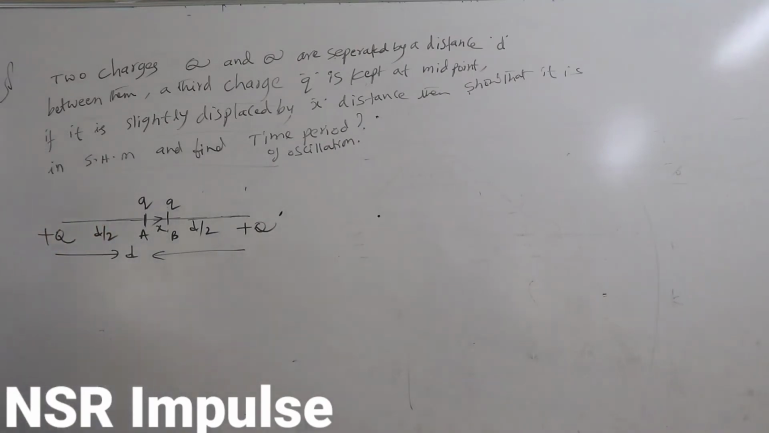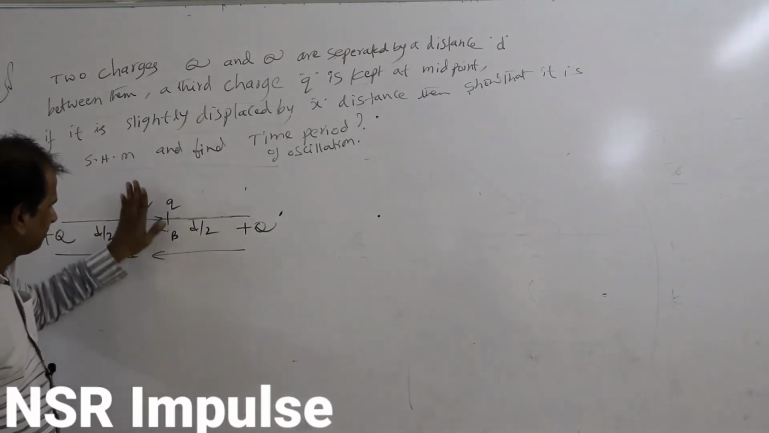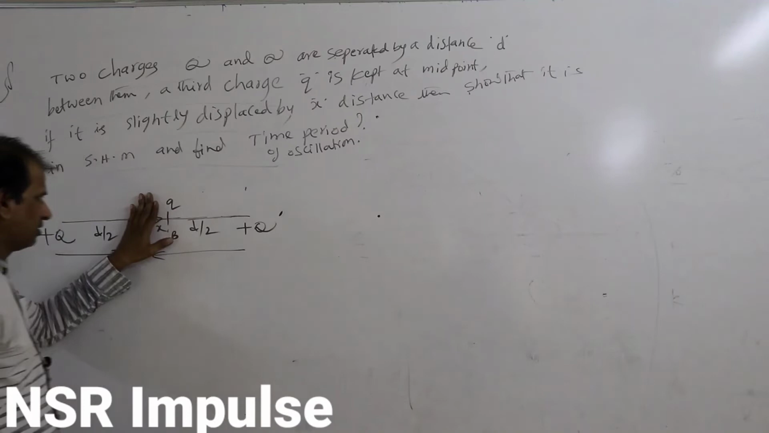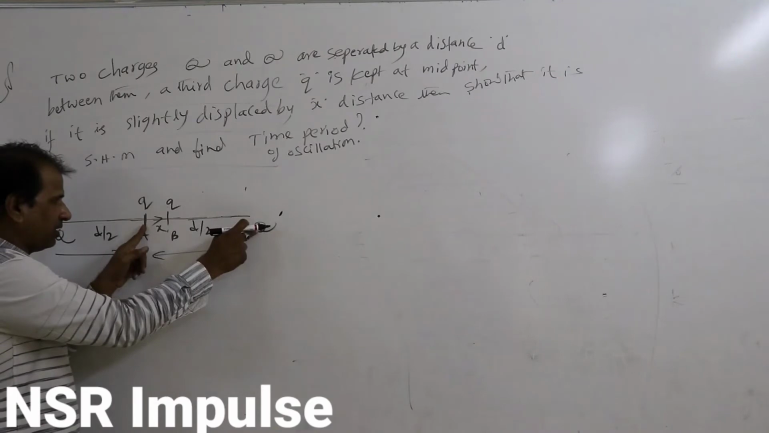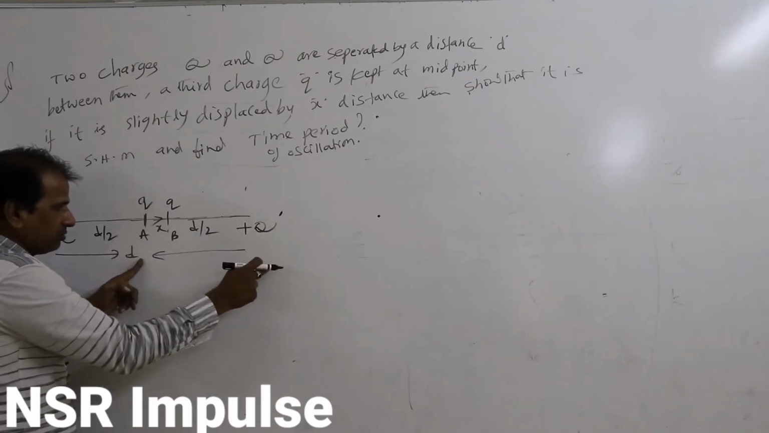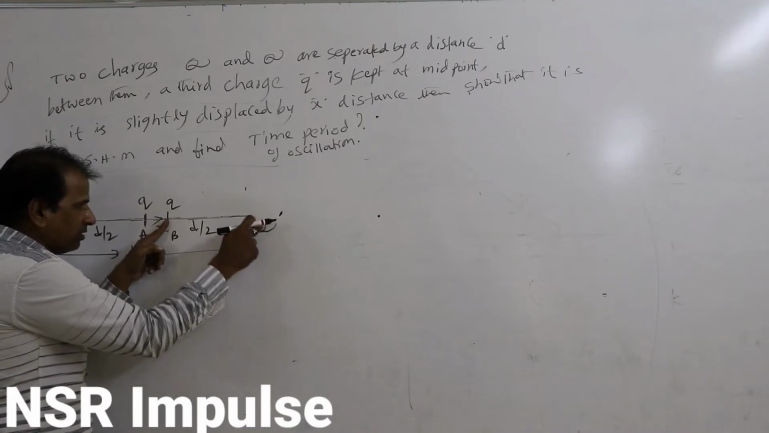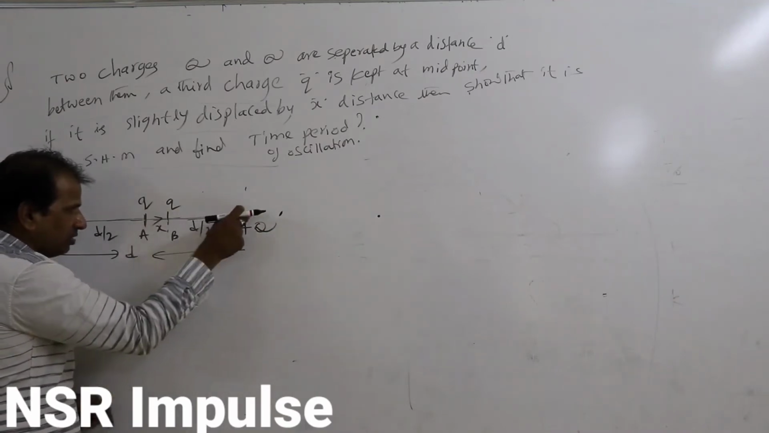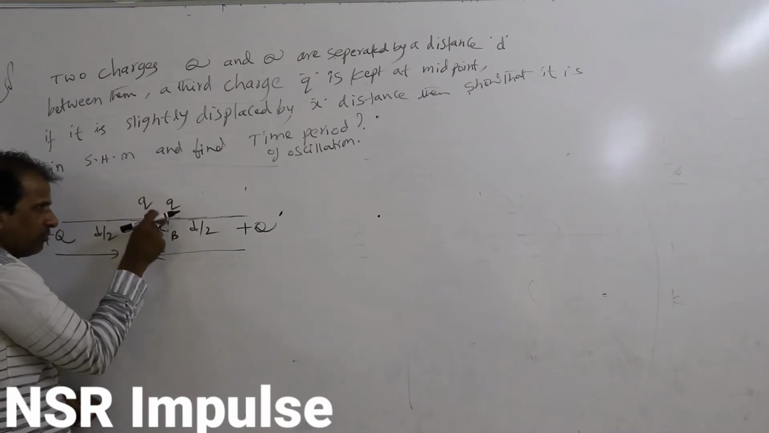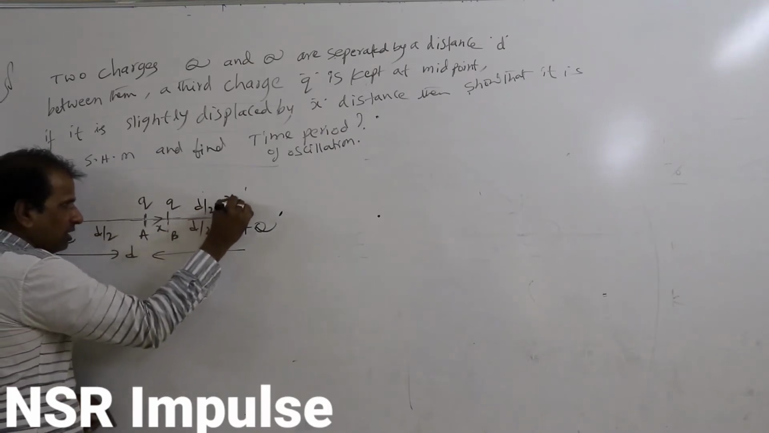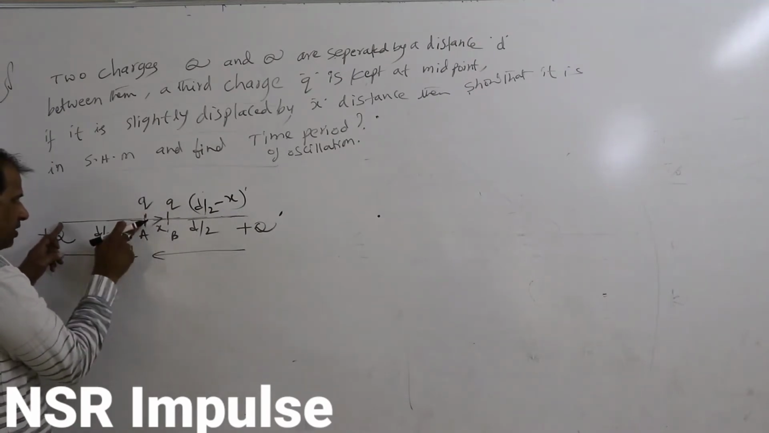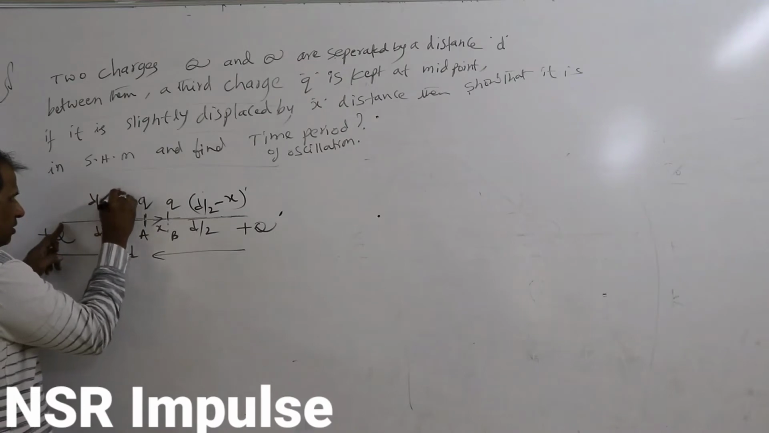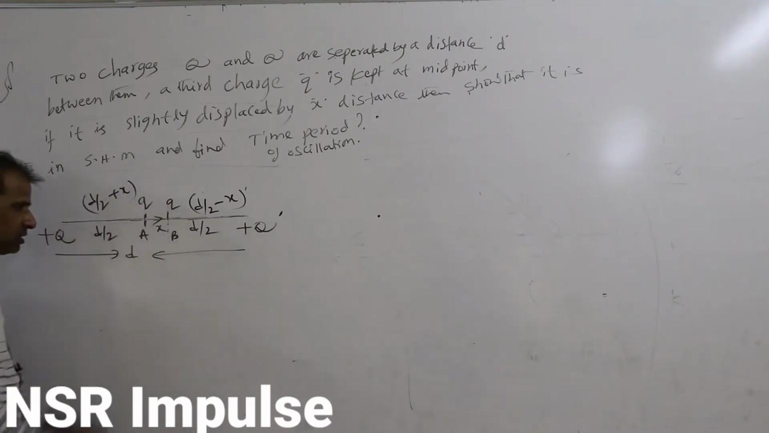Then how to find the time period of oscillation? See, whenever it is slightly displaced, what happens at this point? Between these two, the distance is d by 2. From here to here, the distance is d by 2. Now when it comes to here, this is x. Total distance is d by 2 from x, which means this distance is d by 2 minus x. From here to here, this is d by 2 and this is x, so this distance is d by 2 plus x.